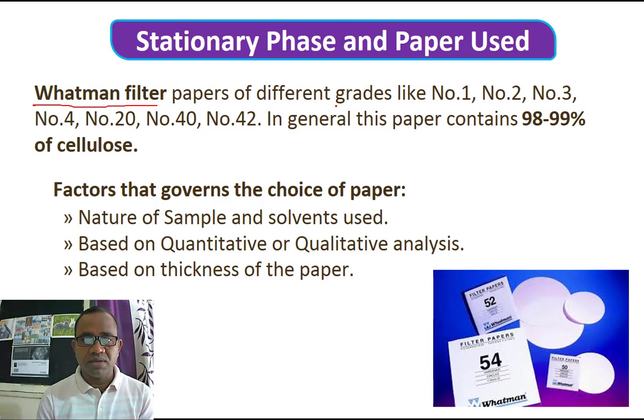These Whatman filter papers come in different grades, based on the size and the filtration capacity, from Whatman number 1 up to 42. These are the different sizes and grades of Whatman filter paper, which consists of mostly 99% cellulose. The paper that we use depends on the nature of the sample and the type of solvent we use. Also, the way we carry out the analysis, whether quantitative or qualitative, and lastly the thickness of the paper. These are the different factors which help in the selection of the paper for chromatography.